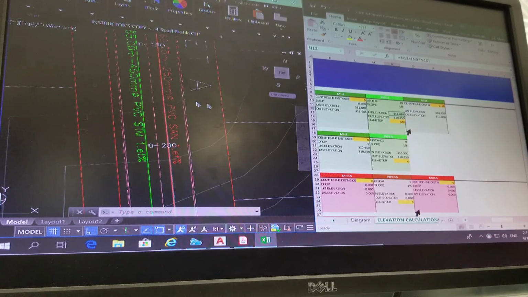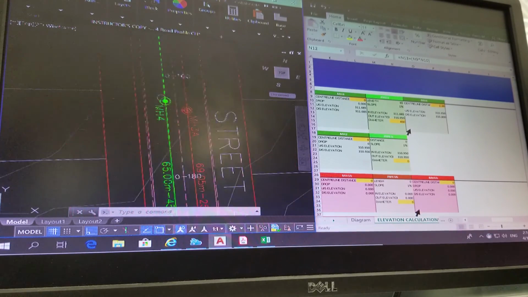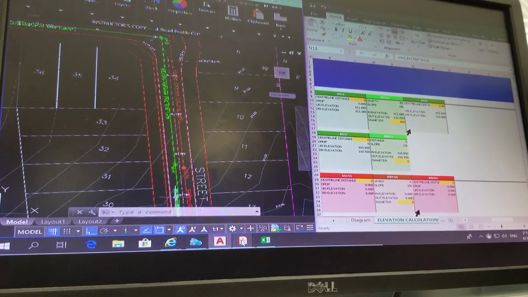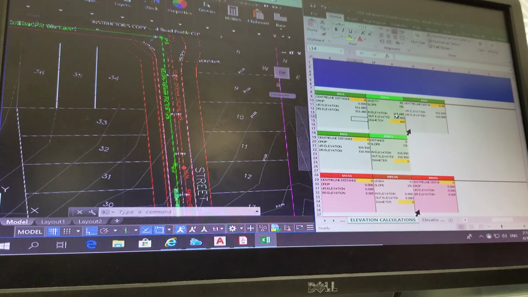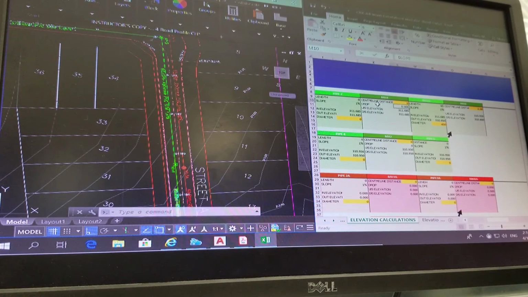Does that make sense? Now from manhole 4, I'm going to have another pipe. If I look into my diagram over here, after I have manhole 4, I'm going to have my pipe 2. Does that make sense? Now my pipe 2, it's not going to leave at this elevation over here. I need to have a drop. And this is what I'm going to input into this table over here.